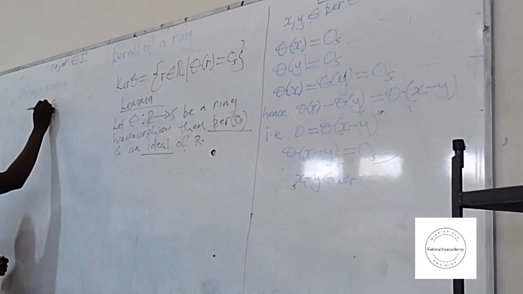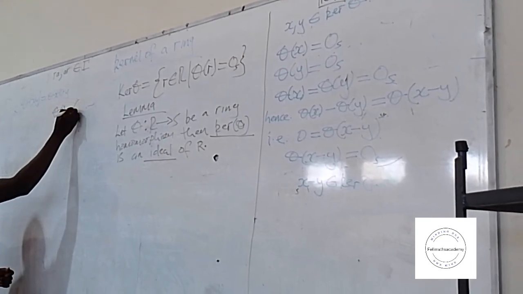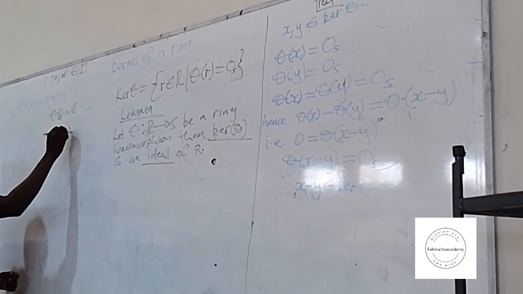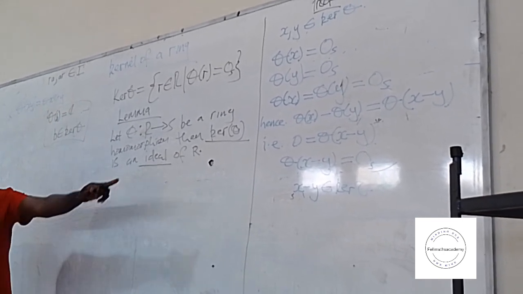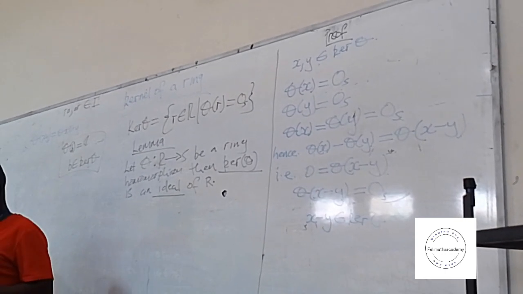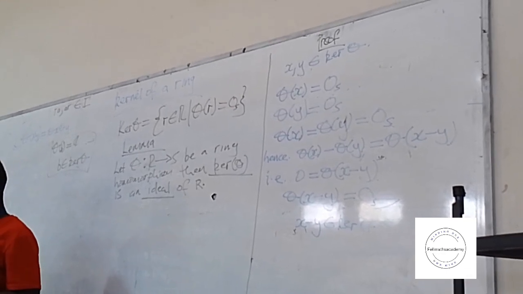We are saying if theta b is equal to an identity, it means that b is an element of kernel theta. That is the basic statement we have to conclude this one. Everything which is linked to the identity is a member of a kernel.